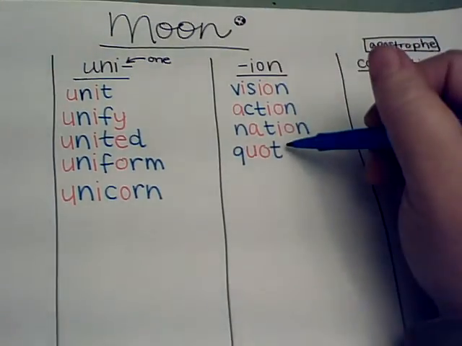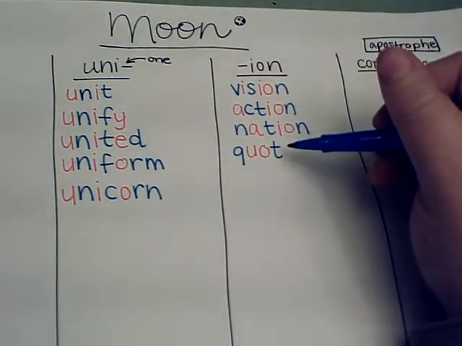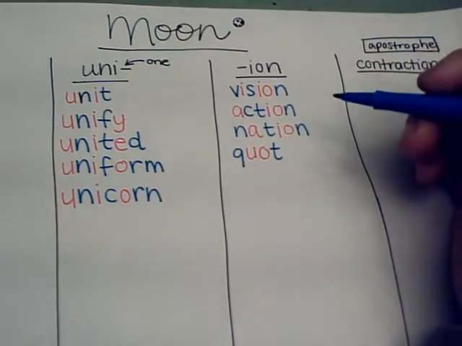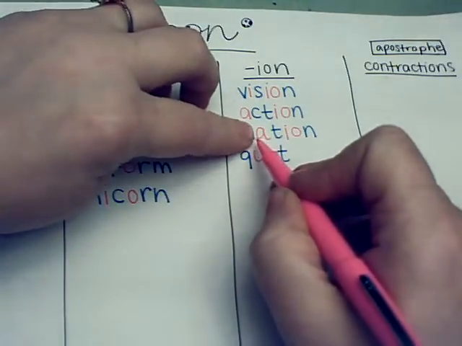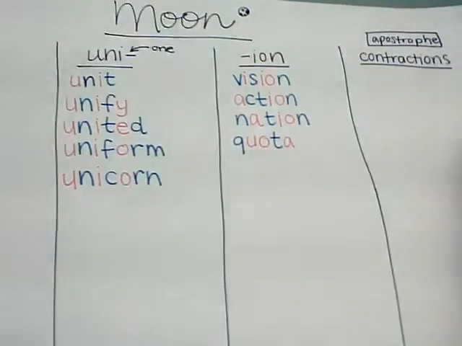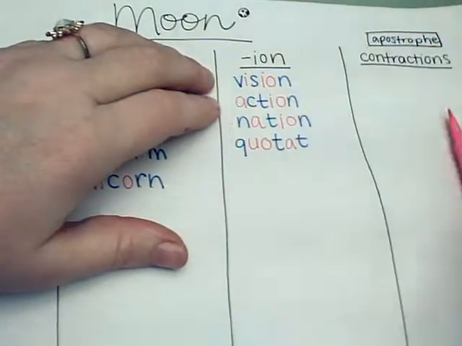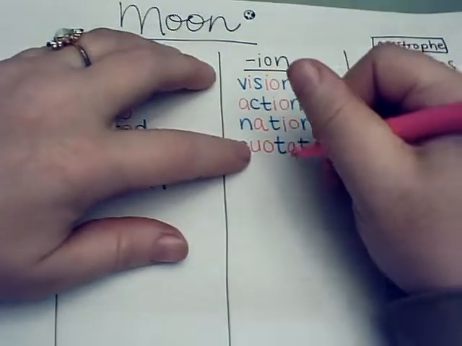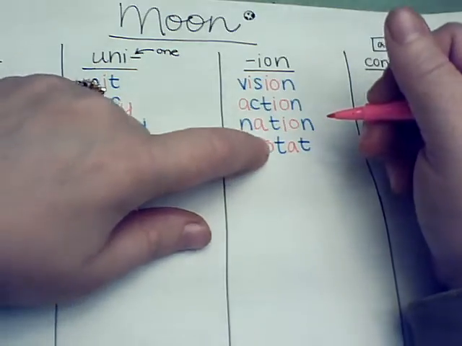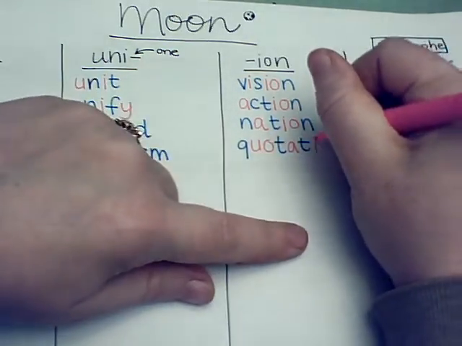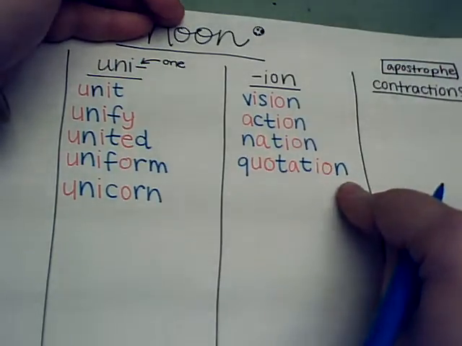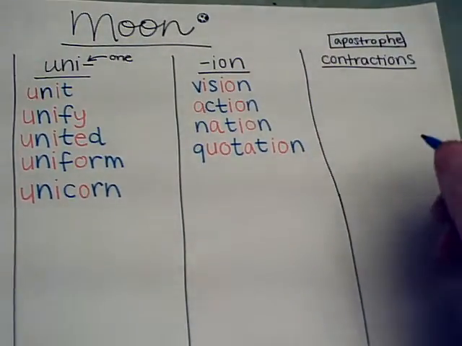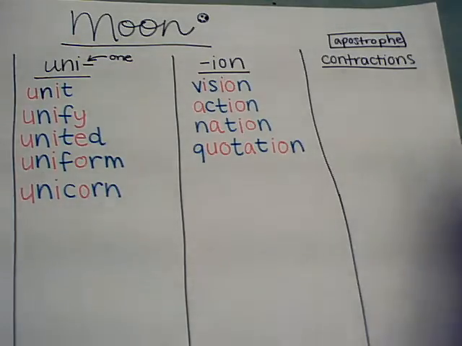Normally we would have an E right here if we were just doing the word quote, but we're doing quotation. So then you're going to take nation, but without the N. You're going to start with the A. So A, T, quote, Q-U-O, T-A-T-I-O-N. Quotation. And then the last one in this group is attention.